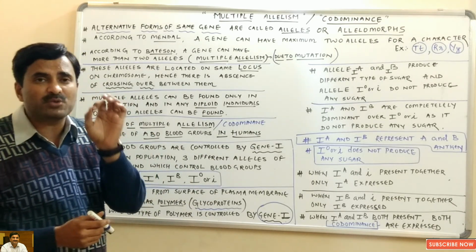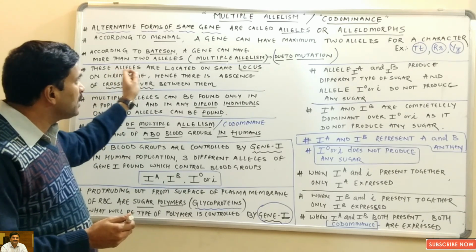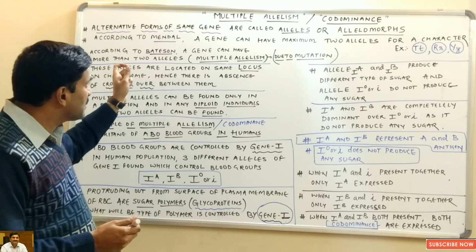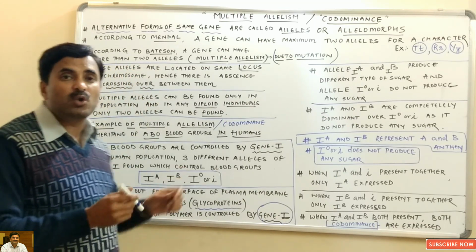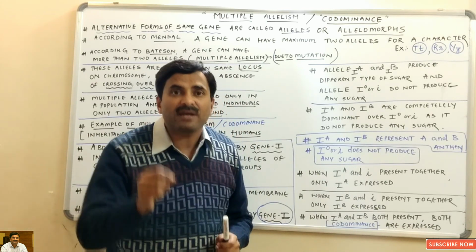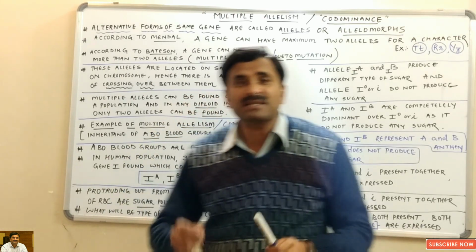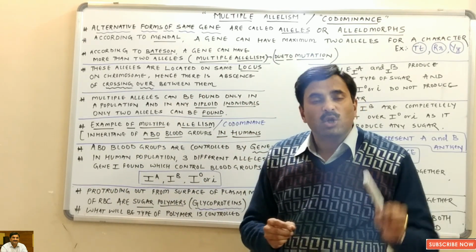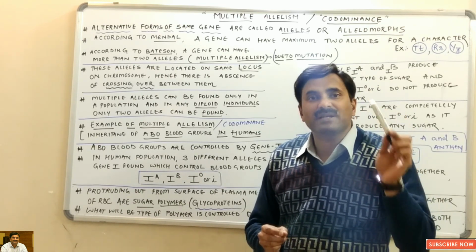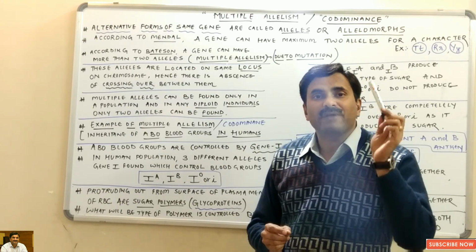Now one very important thing to be remembered is that all the multiple alleles are located on the same locus on the chromosome, and that's why crossing over is absent between them. Now the question arises, what is a locus? Locus is the point on the chromosome where a gene is present.